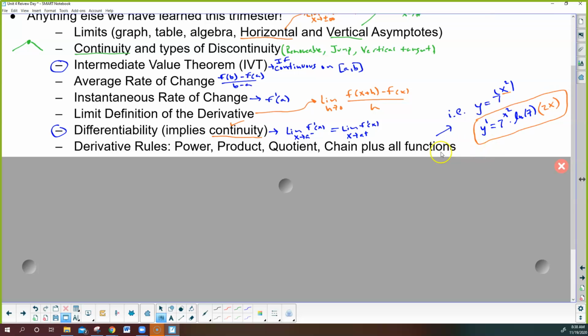But this is a perfect example of, do you know the derivative of just 7 to the x? And then do you understand that there's an exponent that isn't just x, it's x squared, so the chain rule has to be applied.